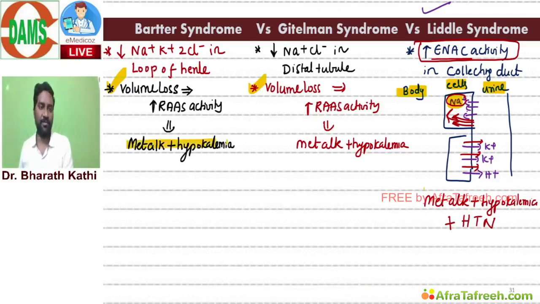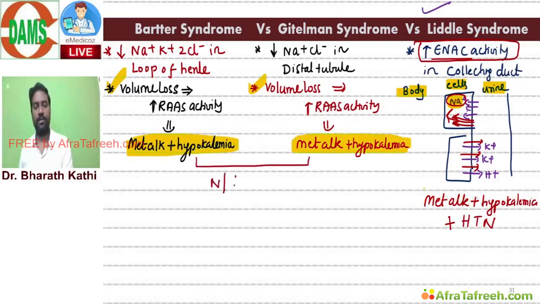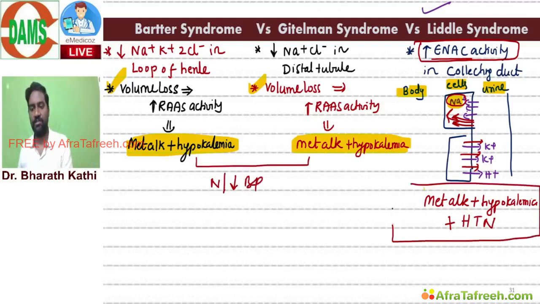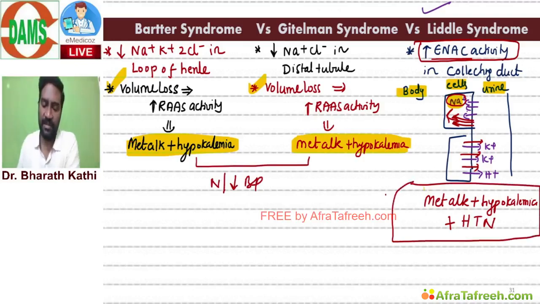In Bartter syndrome and Gitelman syndrome, there is metabolic alkalosis and hypokalemia with normal or low BP. So here the patient presents with normal or slightly reduced BP. But in Liddle syndrome, the patient generally presents with volume expansion. So this completes the renal mechanisms.